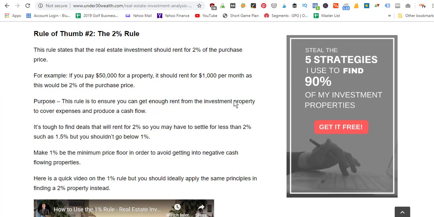It doesn't work if you're going to analyze the actual property value or the actual comps of the neighborhood. It's a lot harder to find 2% in that term. What we're talking about is your purchase price that you're taking over the property for.